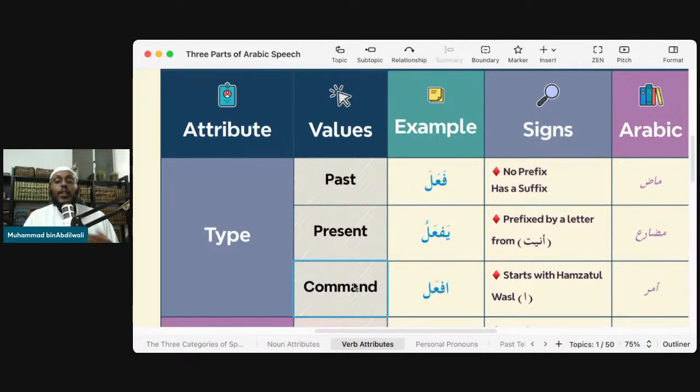Of course, there's a different way to say something that's going to happen in the future. We'll talk about that later. It involves adding a sin in front of the present tense verb, but that's not the topic of today. Today's topic is three types of verbs. And why do the Arabic grammar books specify these three types? It's because the way we build these three types is different.